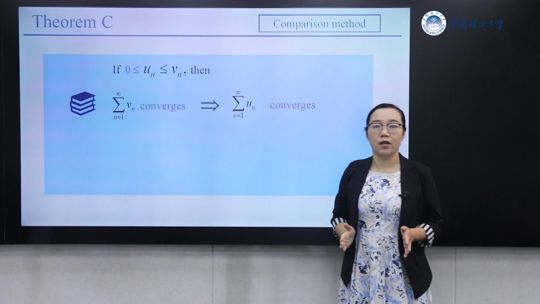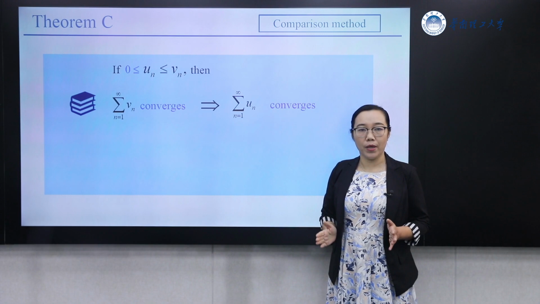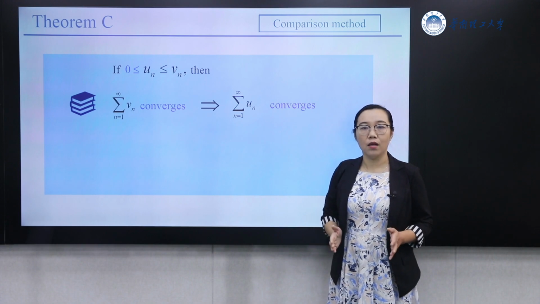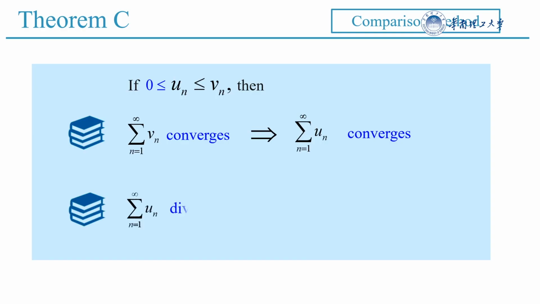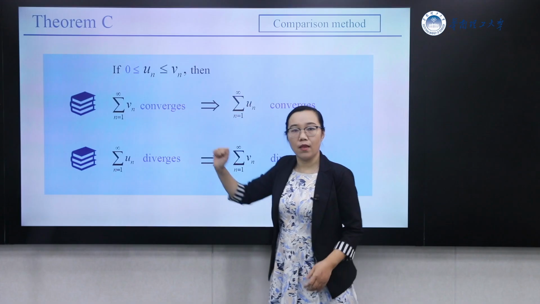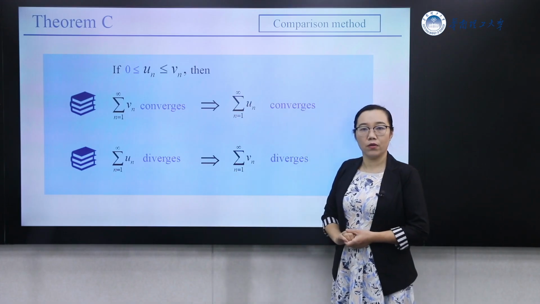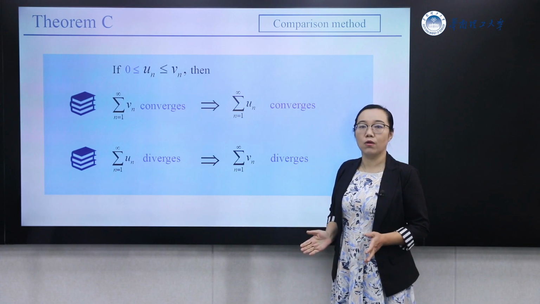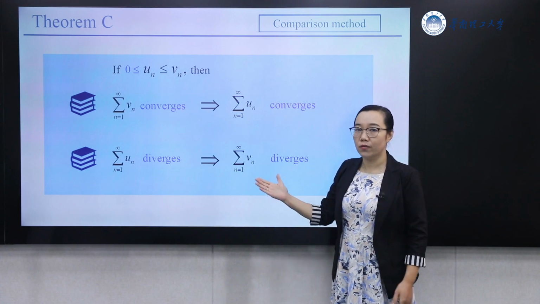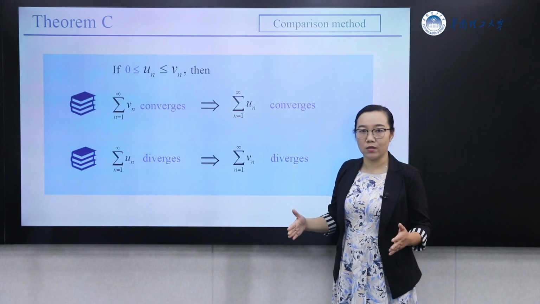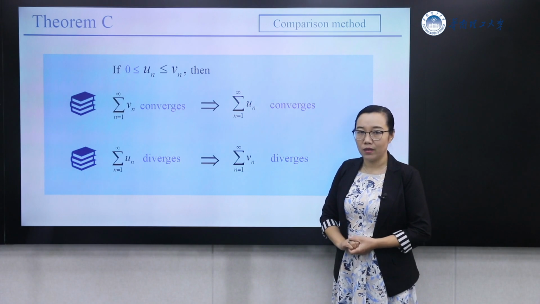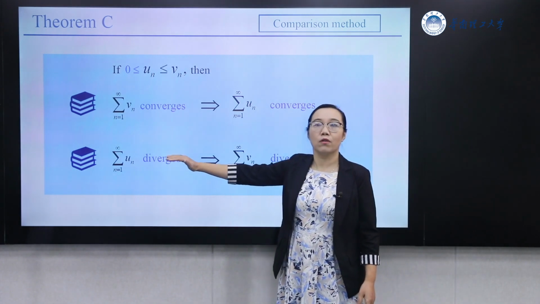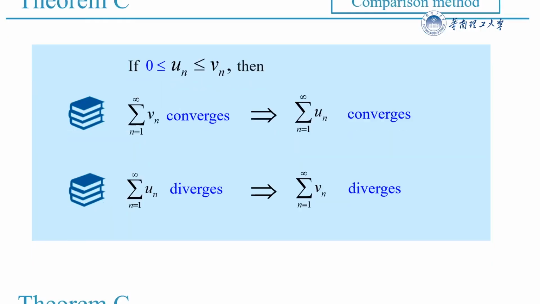You can think of it in another way. If the bigger one is convergent, then the smaller one will converge too. Case 2. If the summation of un diverges, then the summation of Vn will diverge too. You can think of it this way: the smaller one diverges, which means it is not bounded. Namely, the bigger one will diverge too.